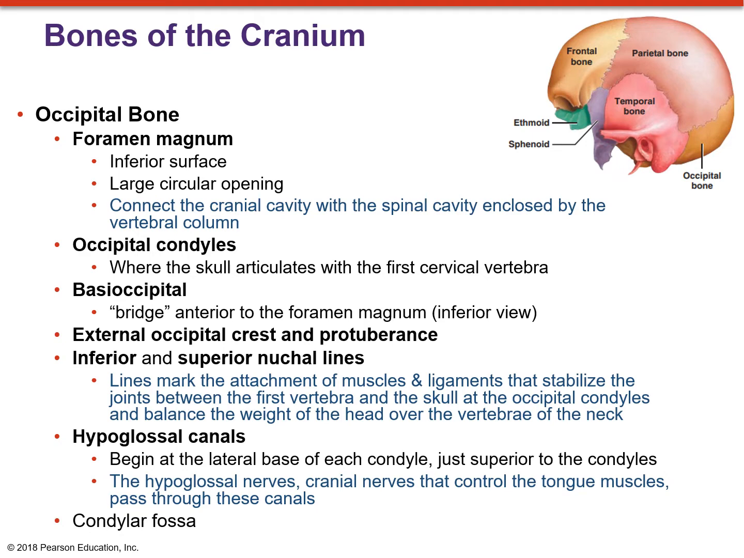Okay. We also have the occipital bone will form parts of the walls of the large jugular foramen, right? That's where those internal jugular veins will pass through this foramen to drain venous blood from the brain. We have the hypoglossal canals. They're going to begin at the lateral base of each occipital condyle, just superior to the condyles. And these hypoglossal nerves, right, those cranial nerves that control the tongue and muscles, will pass through these canals. Okay.